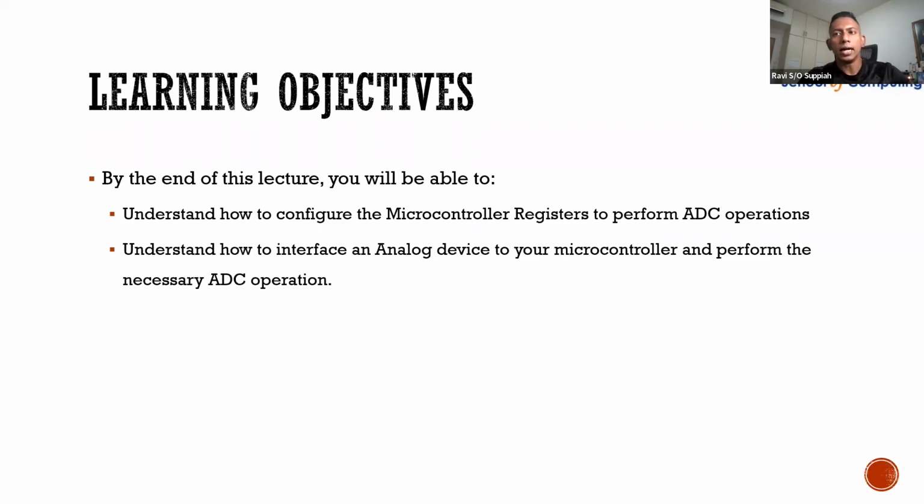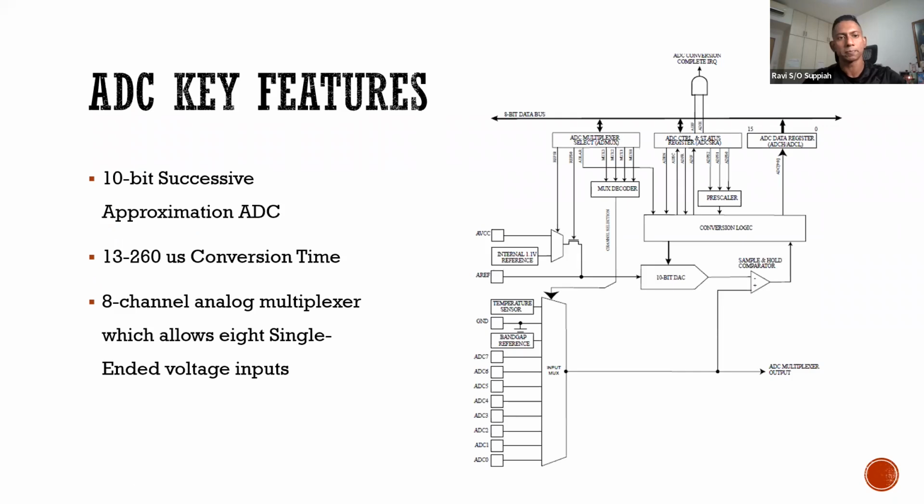All right, so these are the learning objectives for this module, where we're going to be first looking at some basic concepts and understand how we can configure the microcontroller registers and how analog devices can also be interfaced to the microcontroller to perform the ADC operation.